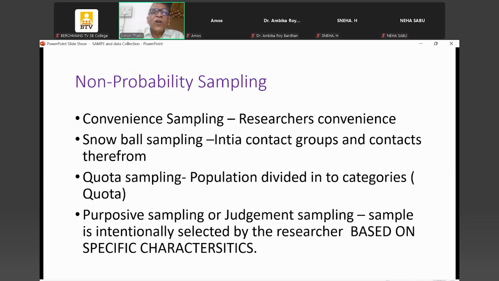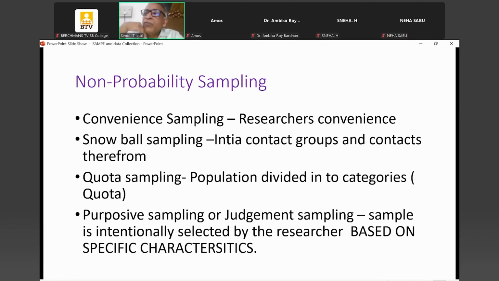Now let us go to the non-probability methods. Here, all the units do not have an equal chance of getting selected. The researcher is using the researcher's wisdom or choice in getting a unit into the sample. So here you have convenience sampling. The only factor here is the researcher's convenience.